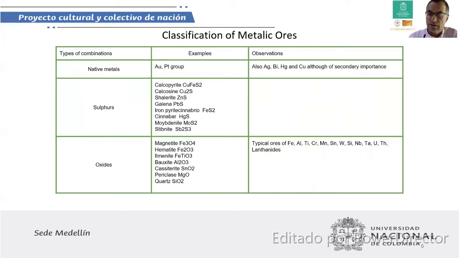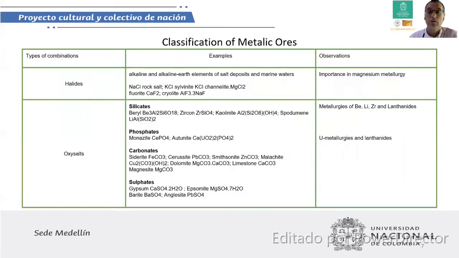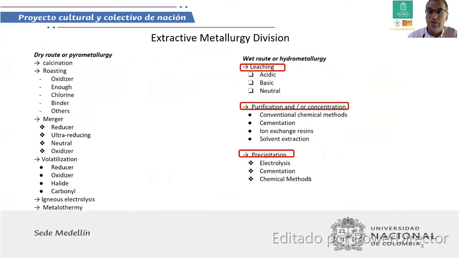Sulfides, oxides. In the group of sulfides, you can find chalcopyrite, chalcocite, sphalerite, galena, some different metals like this. In oxides, it's very common to obtain iron, aluminum, tin, some quartz, and it's very important to know. Another group is halides, like chlorides, sodium chloride, and different kinds of salts. Oxysalts are very common.